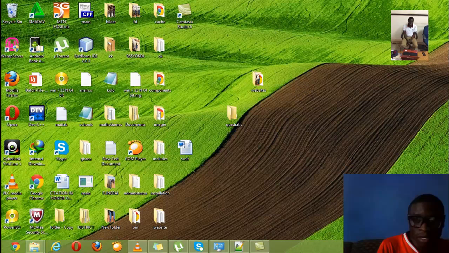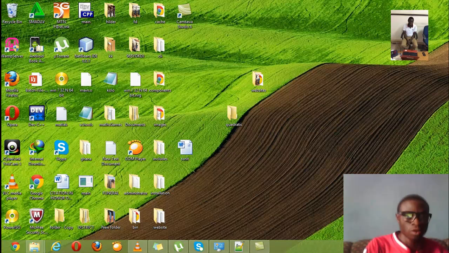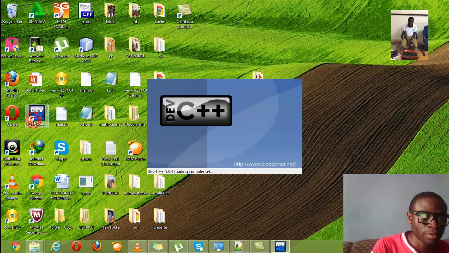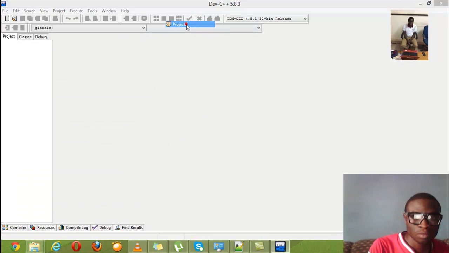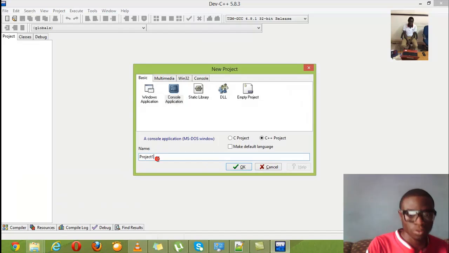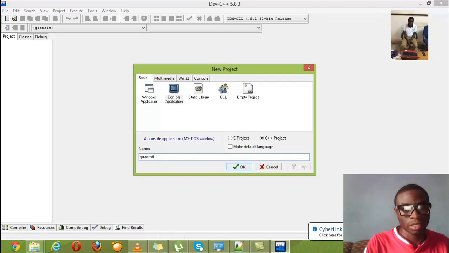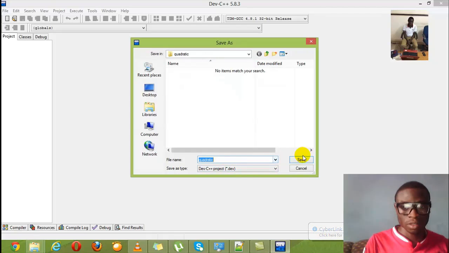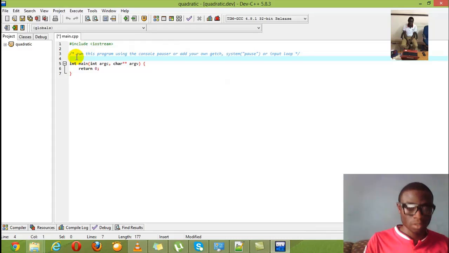I'm going to help you learn how to develop a program that can solve quadratic equations effectively for us. So this is how we go about it. You open your Dev C++, go to click on File, Project, Console, your project name, you call it quadratic. You select Console, click on OK. Then we save it. There we have it. Then we are starting.